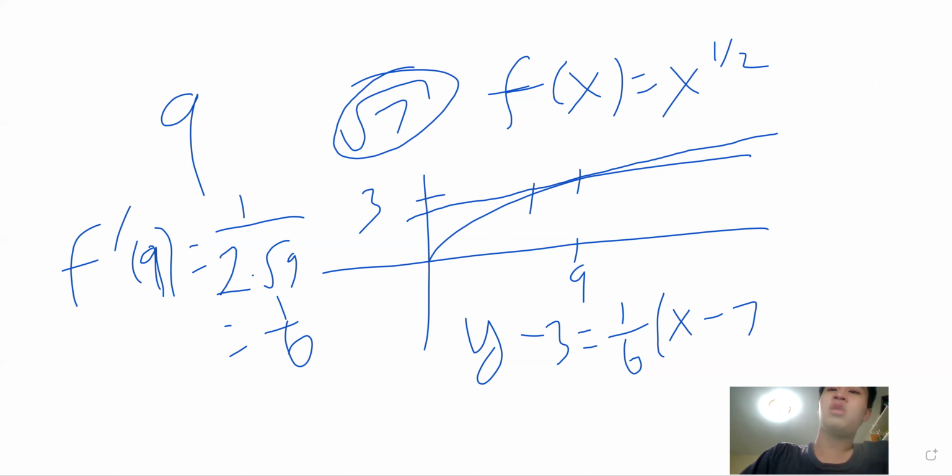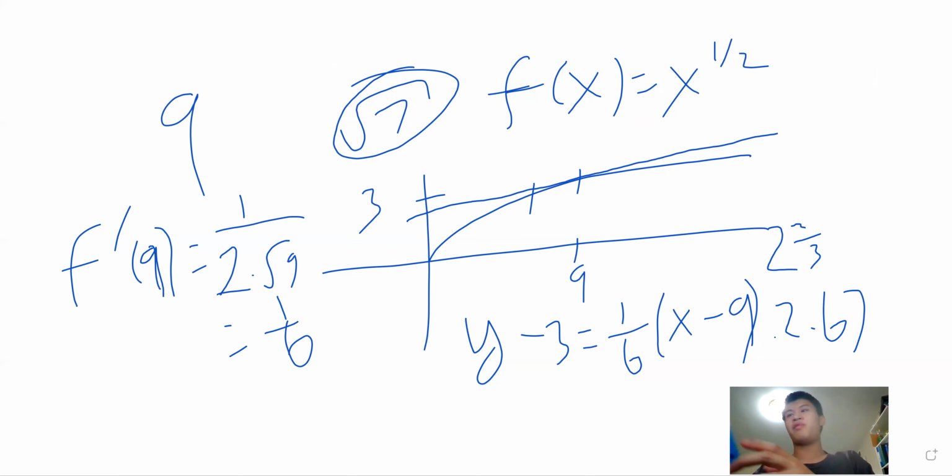Actually, x minus 9. 7 minus 9 is -2. Negative 2 times 1/6 is negative a third. So 3 minus a third is 2 and 2/3, which will be 2.67. That will be my approximation of the square root of 7.